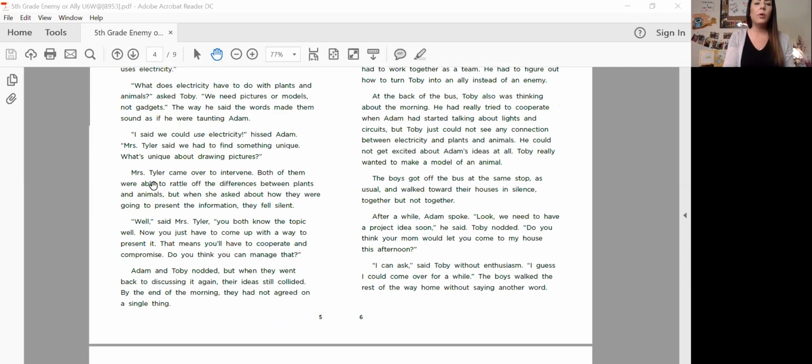intervene. Both of them were able to rattle off the differences between plants and animals, but when she asked about how they were going to present the information, they fell silent. "Well," said Mrs. Tyler, "you both know the topic well. Now you just have to come up with a way to present it. That means you'll have to cooperate and compromise. Do you think you can manage that?" Adam and Toby nodded, but when they went back to discussing it again, their ideas still collided. By the end of the morning, they had not agreed on a single thing.